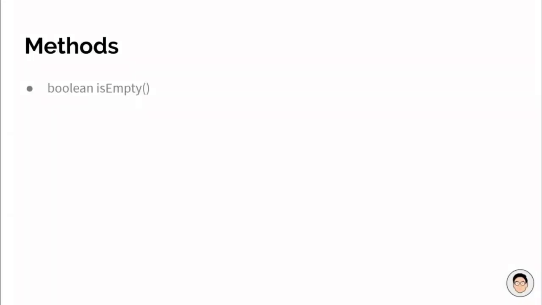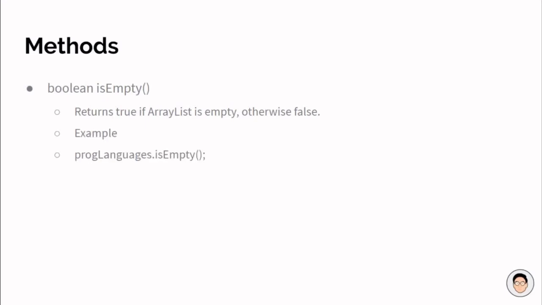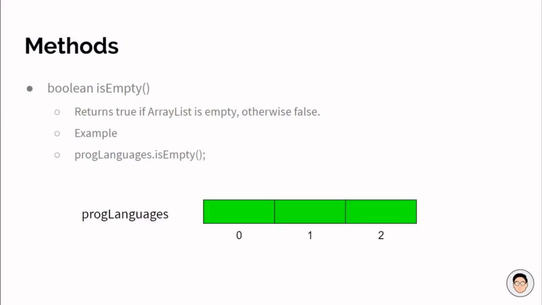Next method, boolean isEmpty, returns true if the ArrayList is empty, otherwise false. For example, programmingLanguages.isEmpty(). Before this statement gets executed, programmingLanguages doesn't have any element, so this method will return true.